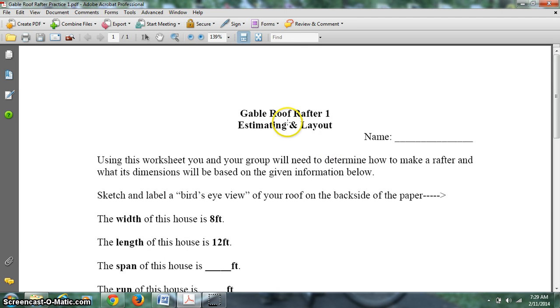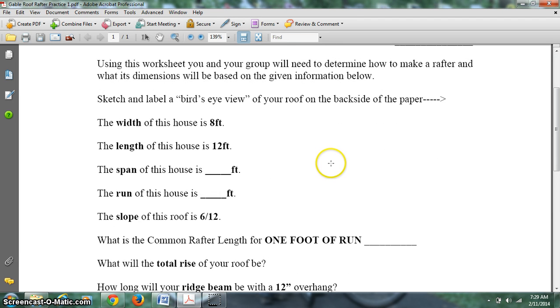Let's take a look at our first problem here for roof rafter 1. Alright, so we need to take a look at the information that's given to us. The width of this house is 8 feet. The length of this house is 12 feet. If we were to draw a quick picture of a house.